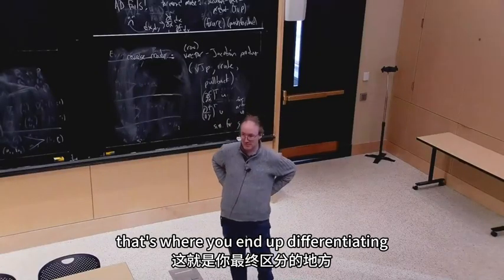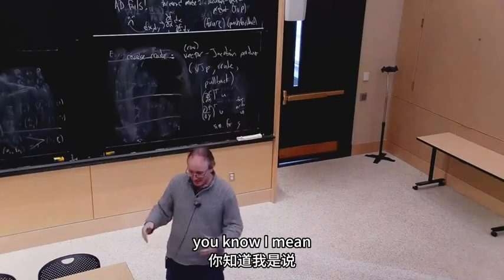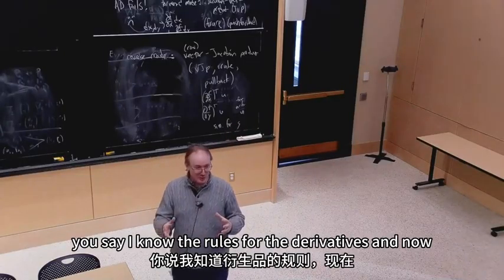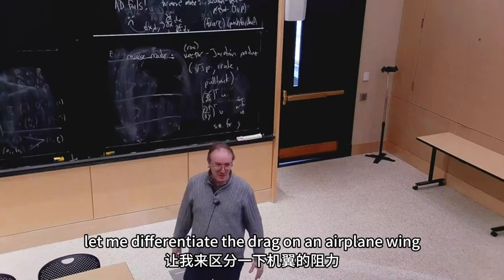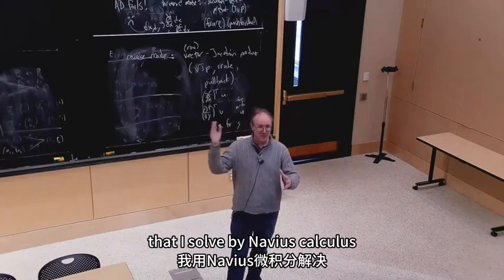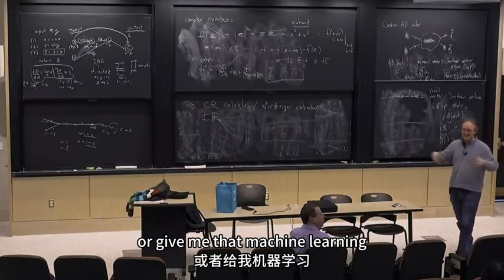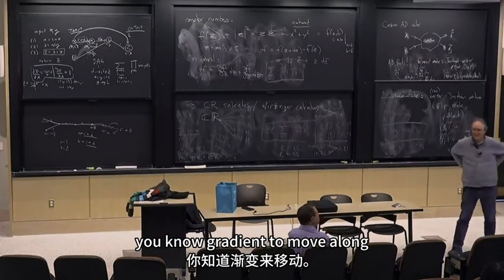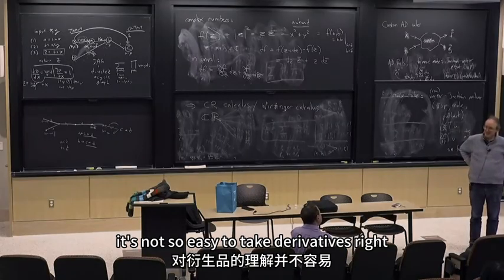Where you end up differentiating, you say, I know the rules for the derivatives, and now let me differentiate the drag on an airplane wing that I solved by Navier-Stokes equations. Or give me that machine learning gradient to move along. Yep. And then you realize it's not so easy to take derivatives.